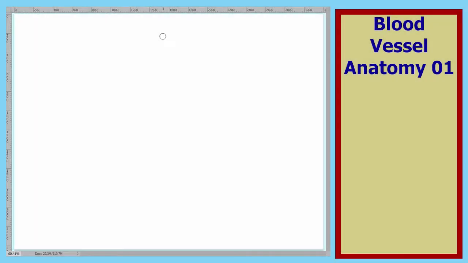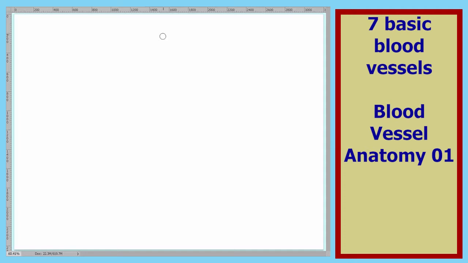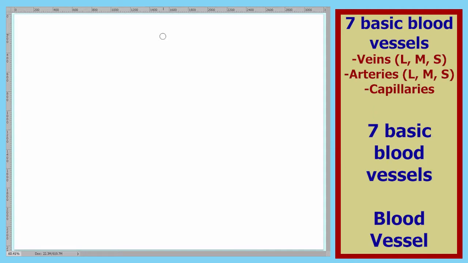Hello students, welcome back. Today we will start on a brand new topic, the blood vessels. One of the most important aspects of a blood vessel discussion is blood vessel anatomy. We will eventually explore the anatomy of 7 basic blood vessels. These 7 blood vessels include the large, medium, and small veins, the large, medium, and small arteries, and the capillaries.